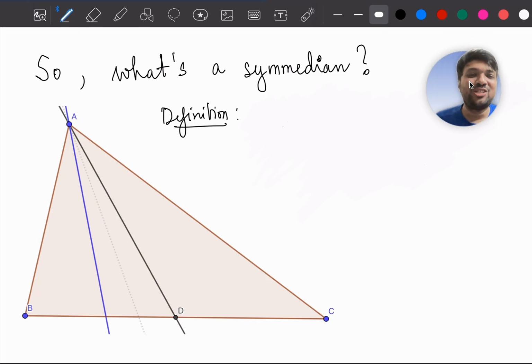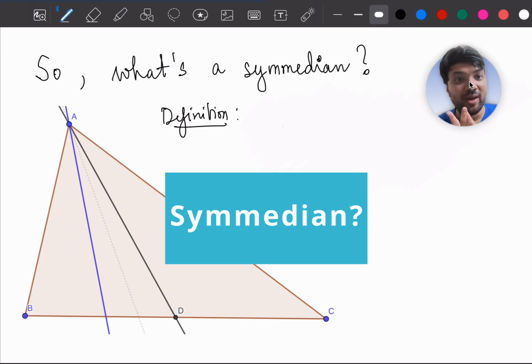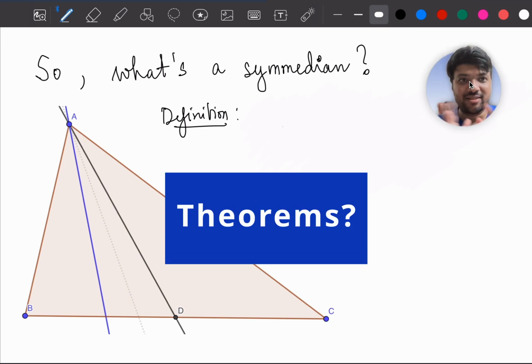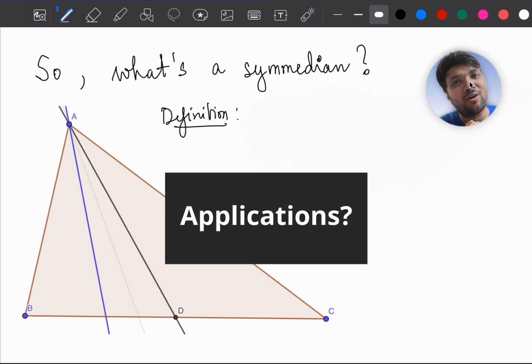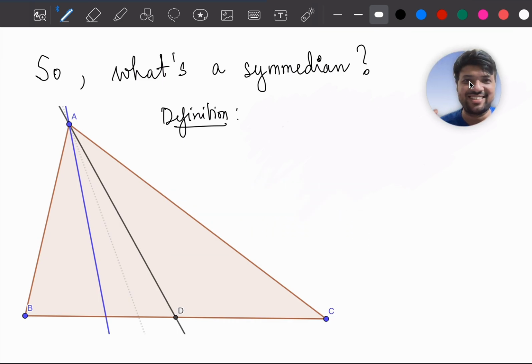Hi everyone. So today we are going to discuss what is a Symmedian, and then I'm going to explain to you the various theorems that are required to understand Symmedians, and finally I'm going to apply these theorems to an Olympiad problem and show it to you. Okay, so let's get started.